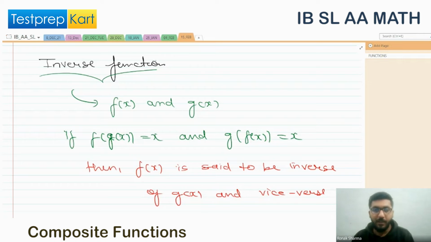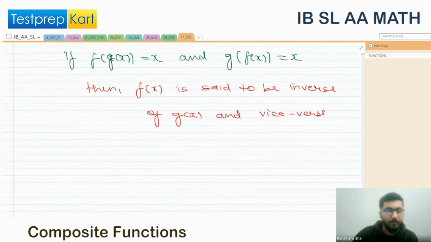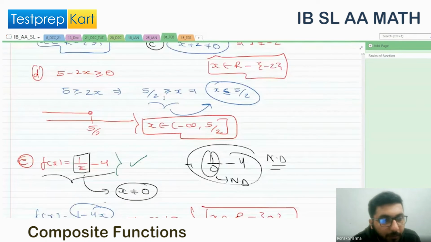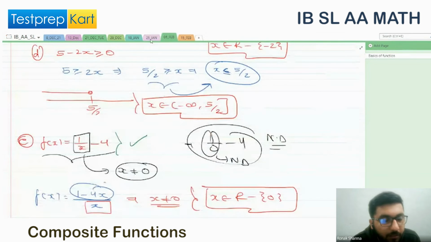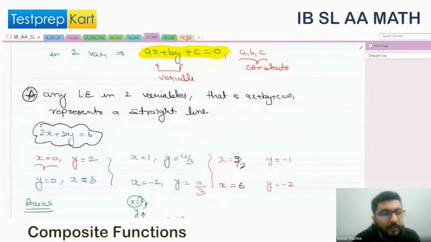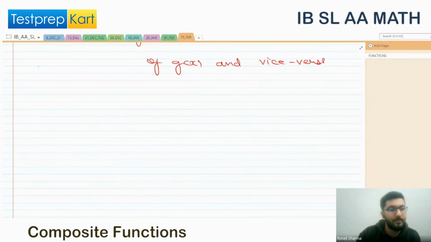Got it? We're going to learn the inverse function separately. Right now we'll focus on the composite function only. I think we learnt about the inequality, but not in much detail. Let us finish the inequality topic first, because now we're going to need the help of inequality.